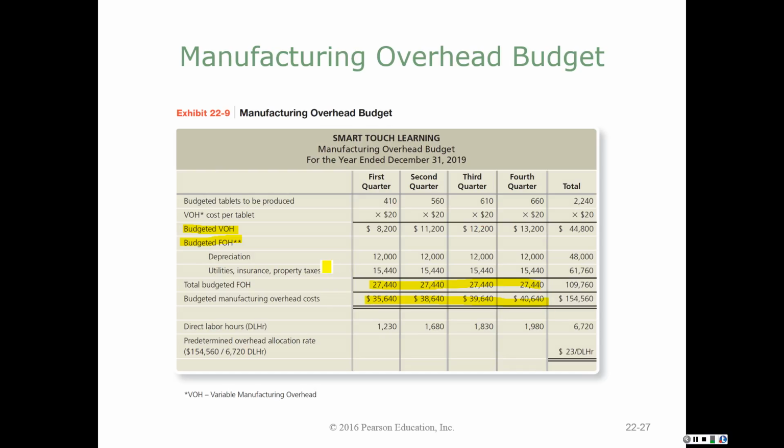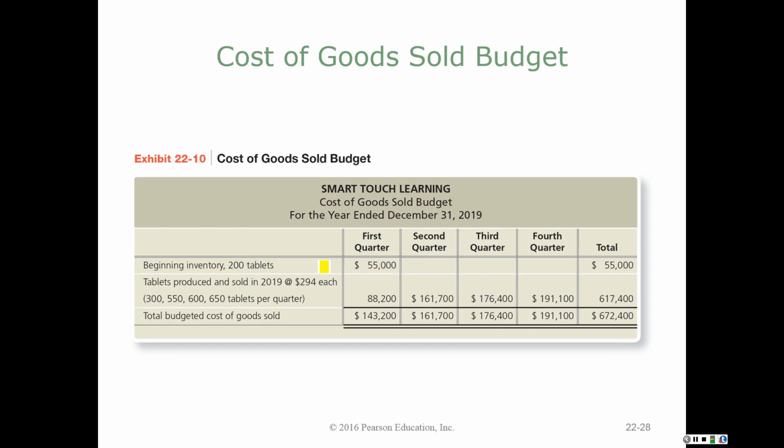All right, so now I know total direct material cost, total direct labor cost, and my total budgeted overhead. So now I can estimate what the cost of my inventory is going to be on my balance sheet, but what cost needs to move off of my balance sheet and over to my income statement once I sell these products? Your text assumes that Smart Touch Learning is using FIFO, first in, first out. So they did have some beginning inventory, 200 tablets.